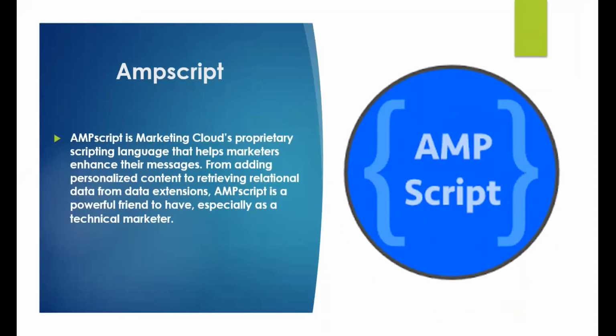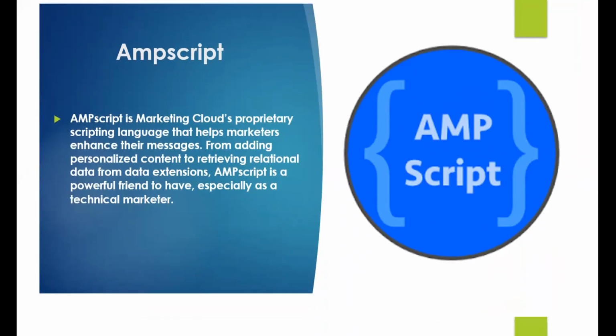In order to achieve data-driven marketing automation, personalization, and dynamic content requirements, we have a scripting language in Marketing Cloud called AMPscript. We will be seeing in detail what the basics of AMPscript are, how to use it, where to use it, and what we can do with AMPscript. Everything in detail, we will study AMPscript from scratch.